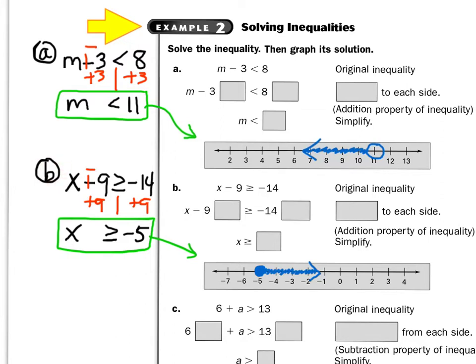Okay, take a look at B. X minus 9 is greater than or equal to -14. So I copied it over here. Grab your red, add a line, change the sign, and so now we want to destroy adding -9.